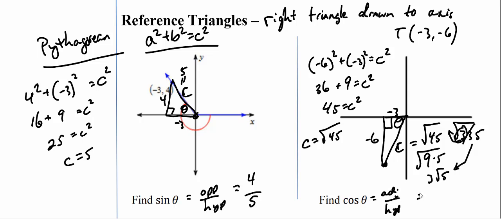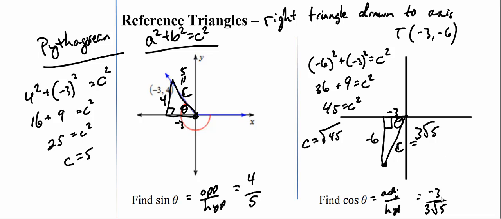Therefore, now I'm going to rewrite my answer. So adjacent is -3, over what? It's over 3 root 5. 3 root 5.